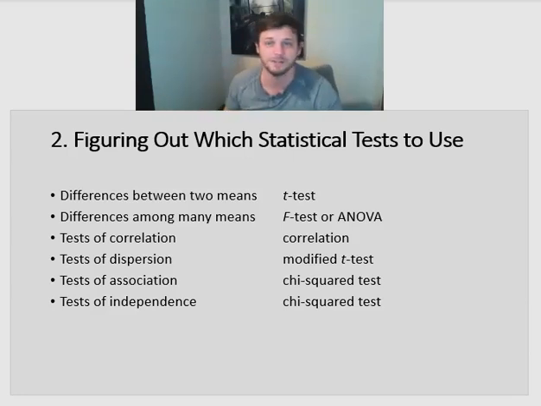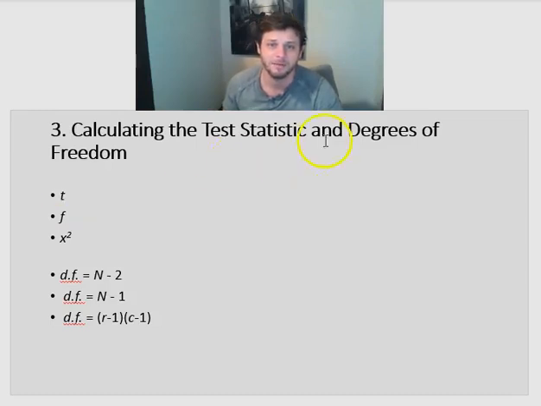But after you figure out your test statistic, then you want to figure out your degrees of freedom. So we know what we're going to use. If you're using a t-test, you want to use a t value, ANOVA an F, a chi-square a chi value, right? Your degrees of freedom are either going to be n minus 2, n minus 1, or your row minus 1 versus your column minus 1.